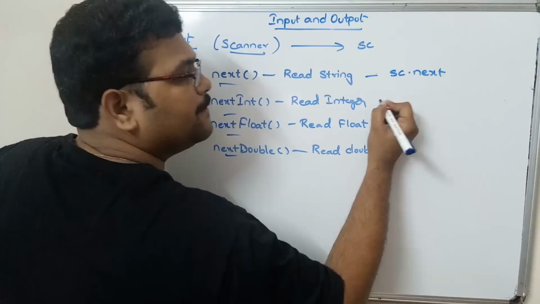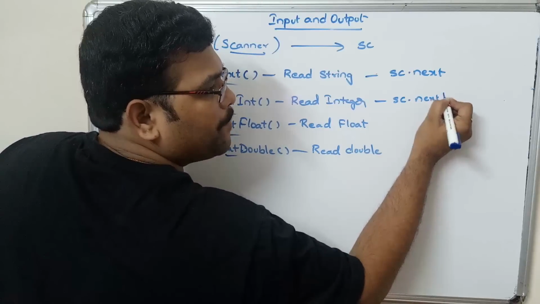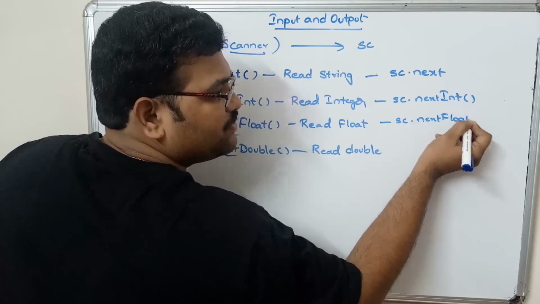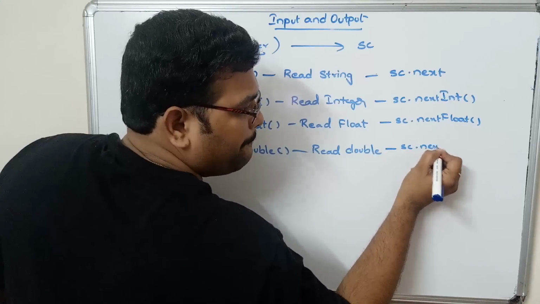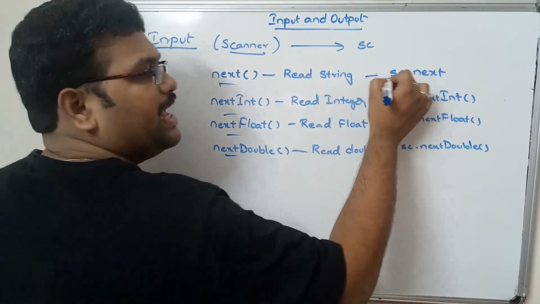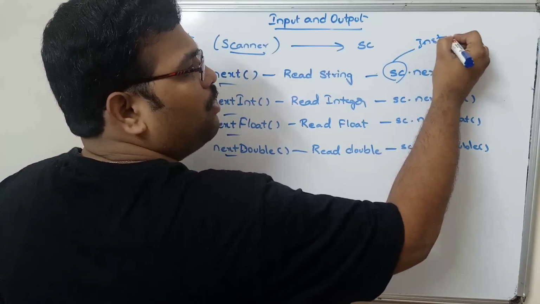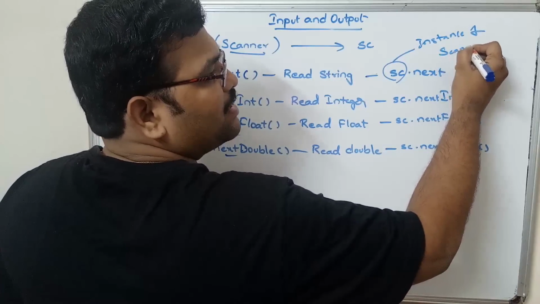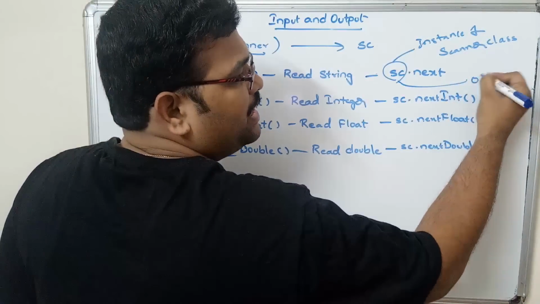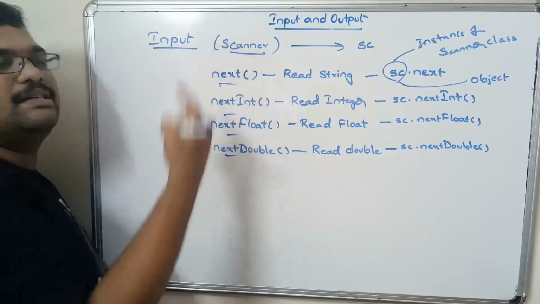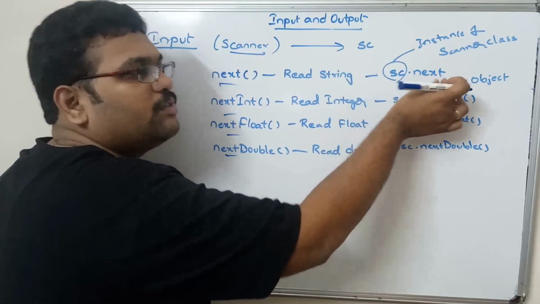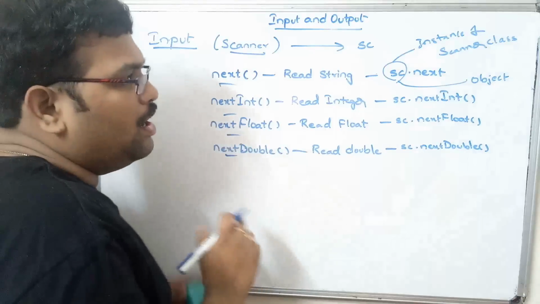I will write here sc.next. Similarly, sc.nextInt, sc.nextFloat, sc.nextDouble, right? So here what is SC? It is an instance of the Scanner class. That means we can simply say it is the object for the Scanner class. So before accessing these methods, we have to create an object, and through that object we have to access the methods. Now, how to create an object?